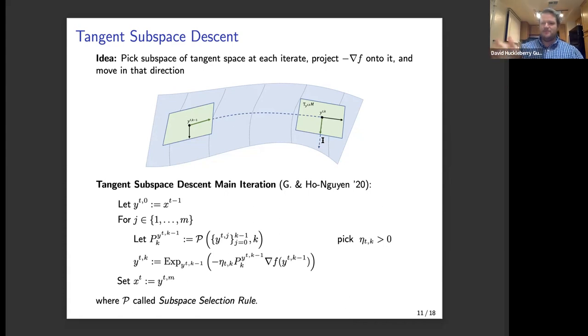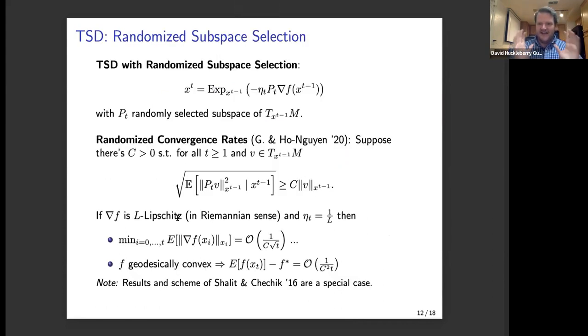At every iteration, I'm picking some little orthogonal subspace, projecting and moving onto it. I'm dragging or selecting these subspaces at every iteration. Now, this mode of selecting subspaces, we call a projection selection rule or a subspace selection rule. It's really the heart of the matter in analyzing this. Now, the convergence analysis, when you do randomized subspace selection, is actually really easy, okay?